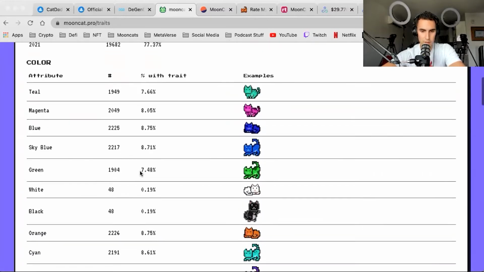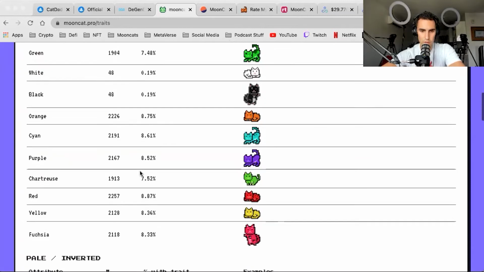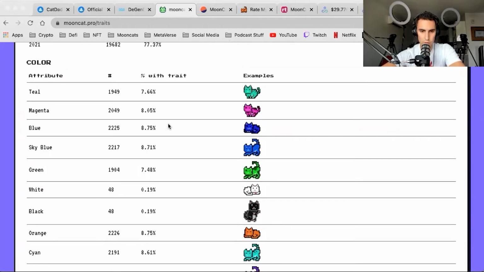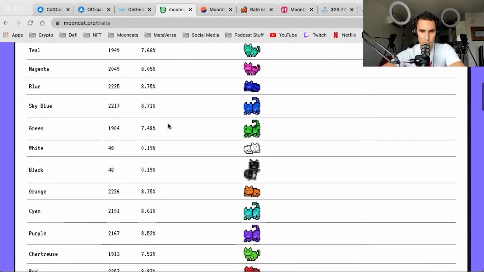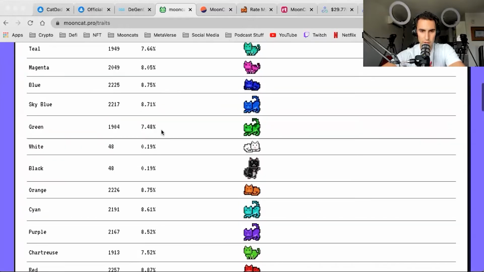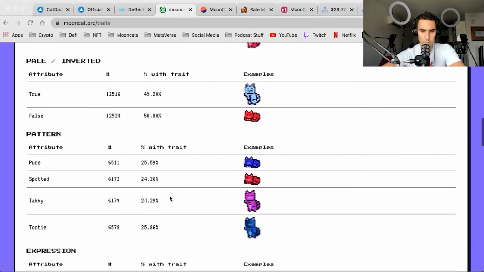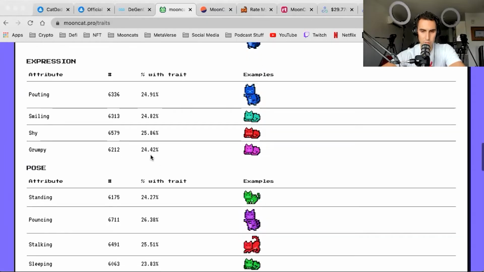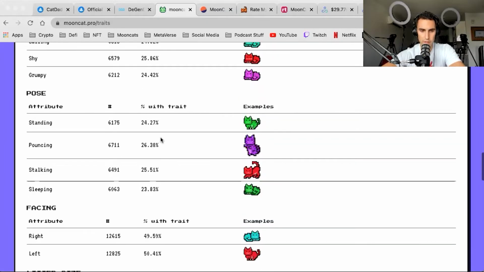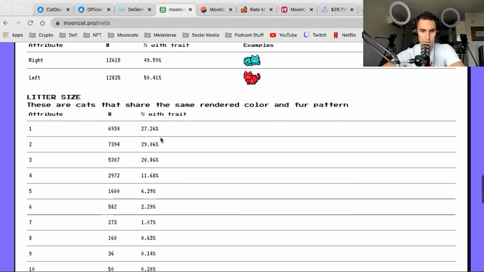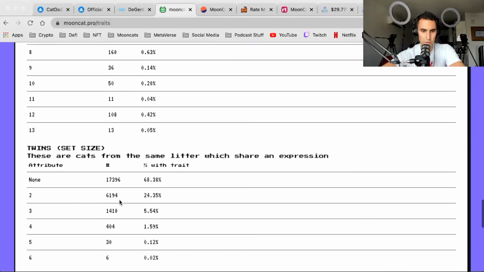The colors, I think this is pretty cool. It shows you the distribution with what would be the rarest color. Was that green? It looks like 7.48. Yep, the pale inverted patterns, the expressions, so this is a lot of things that we saw in the degen data with the facing, but this shows you the twin sets.